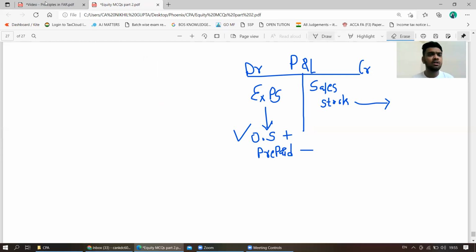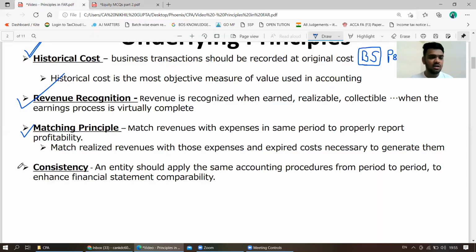Now, going on further, we have the next principle that we are focusing upon, that is consistency. Now, friends, the principle of consistency is making harmony for the different accounting policies in the financial reporting world.